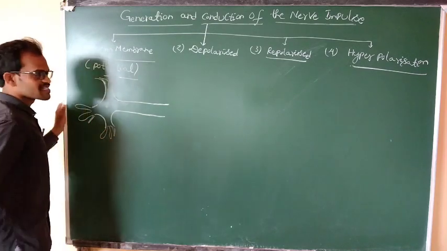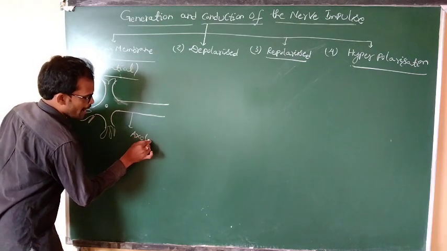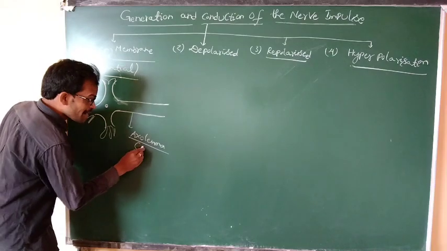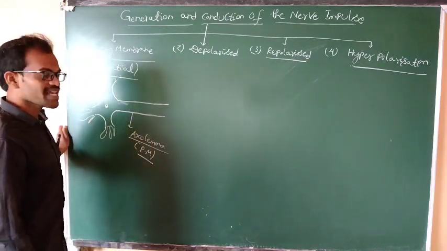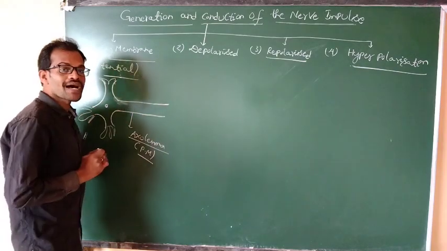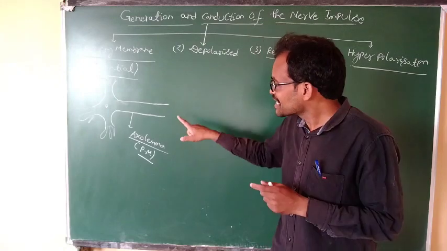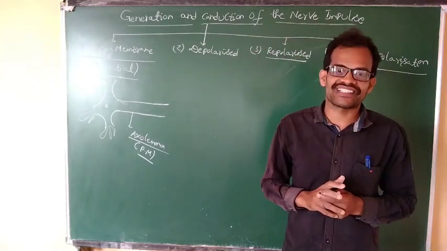Axolemma means the plasma membrane of the axon. This axolemma consists of the outer membrane of the plasma membrane, and it consists of different ion channels.